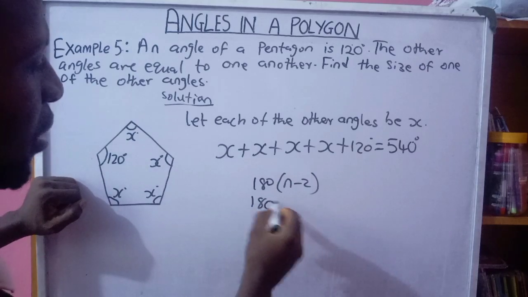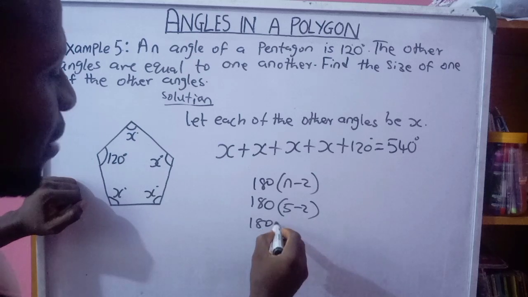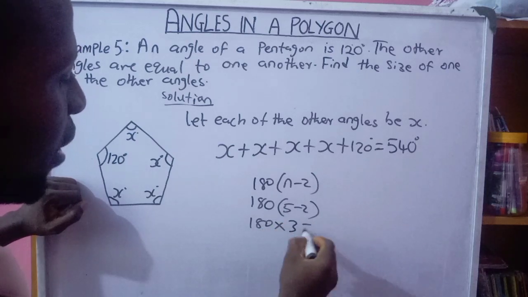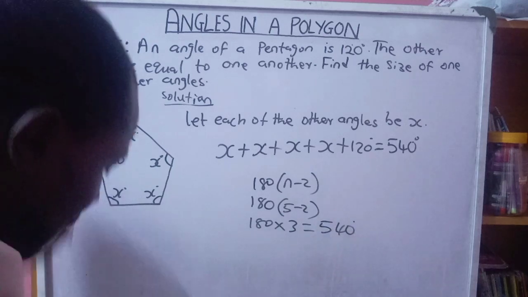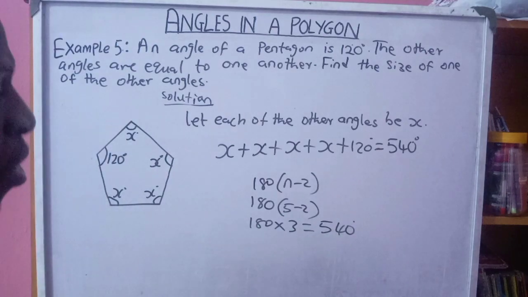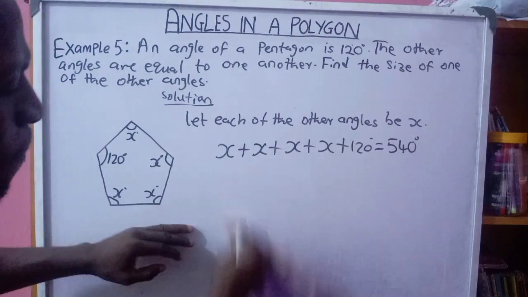That will mean 180(5 minus 2). That gives us 180 multiplied by 5 minus 2, which is 3. And when you multiply 180 by 3, that will give you 540 degrees. And that is the sum of the interior angles of a pentagon. You can use the same process to get other polygons.